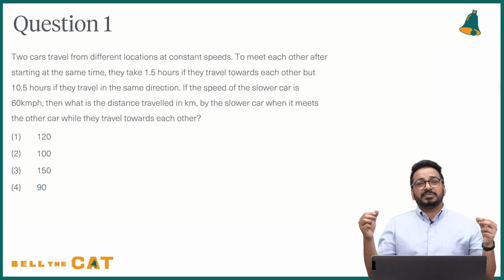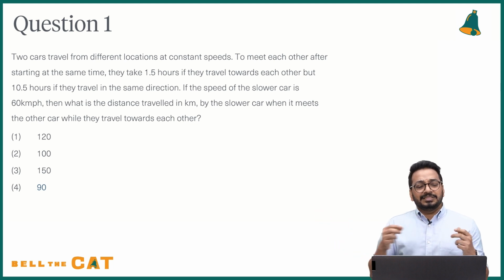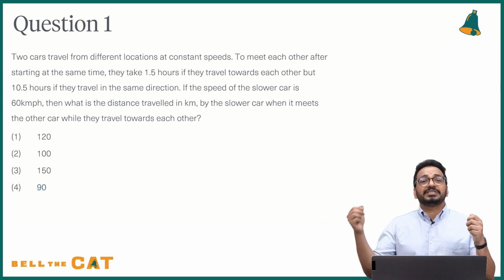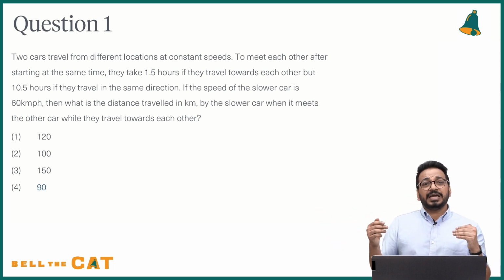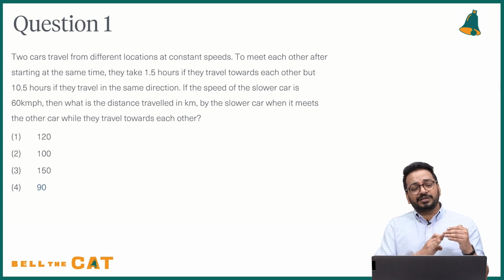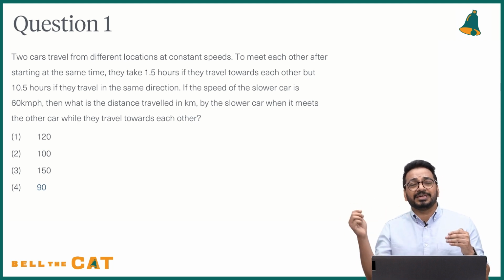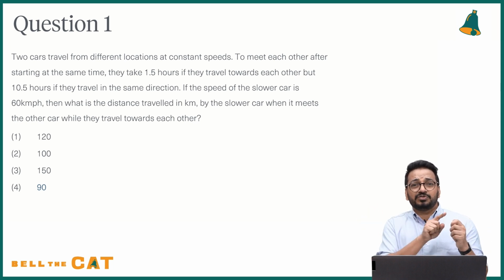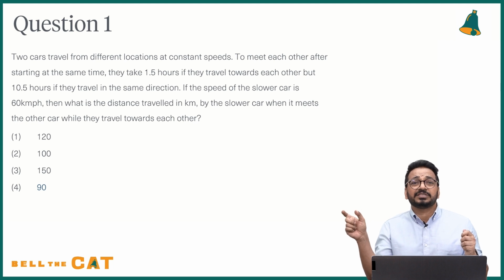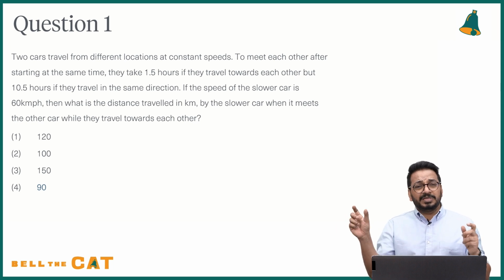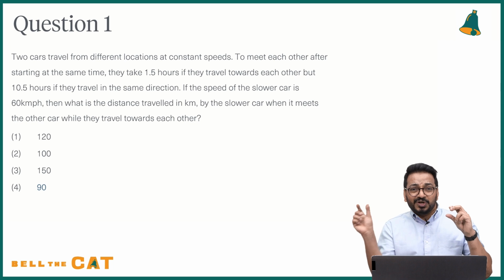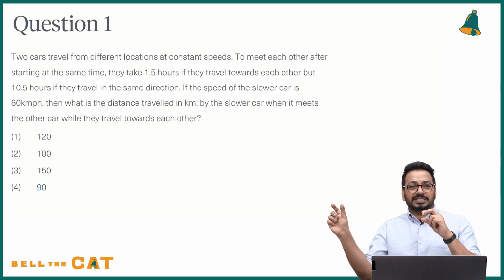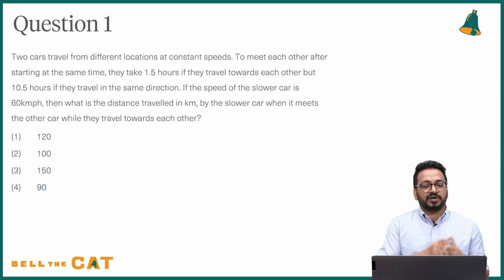But if they're traveling in the same direction, that means one car is here and the other car is here, and both are going like this, they take 10.5 hours to meet. What does this mean? That means the car that is behind will take so many hours to cover this distance and catch up. So definitely from here we know, if the car behind is the slower car, can it ever reach the car in front, which is a faster car? No. So that means the faster car is behind and the slower car is in front when they're traveling in the same direction, and it's slowly making up the distance in 10.5 hours.